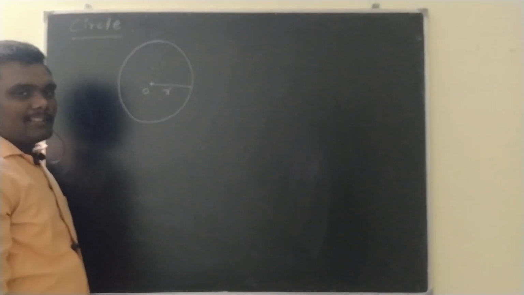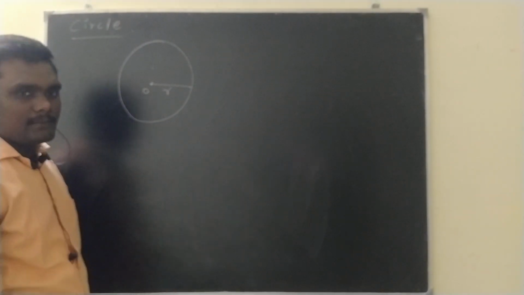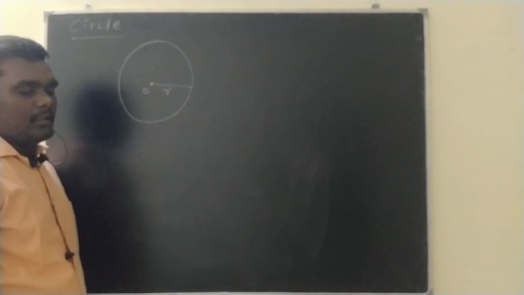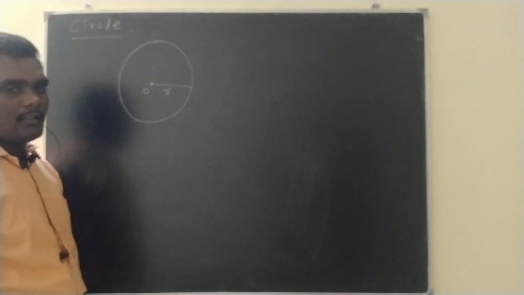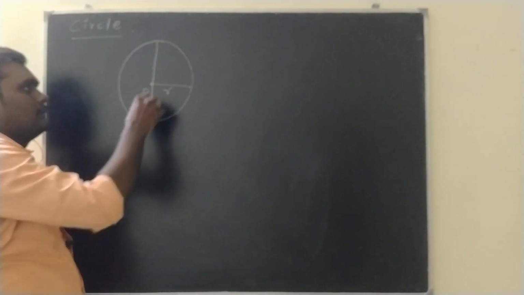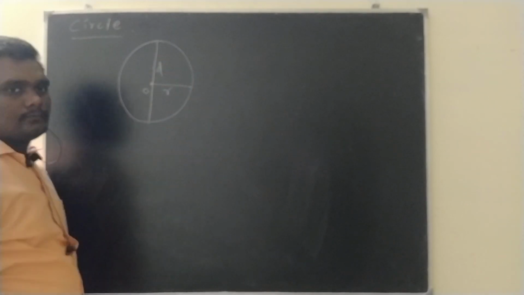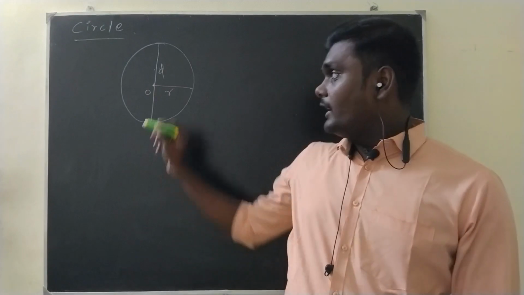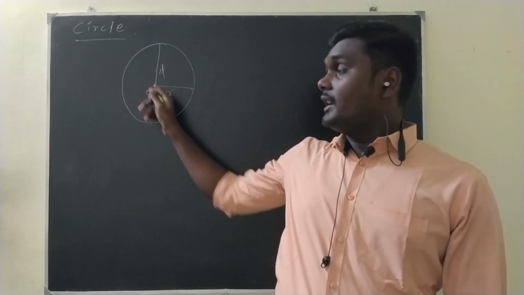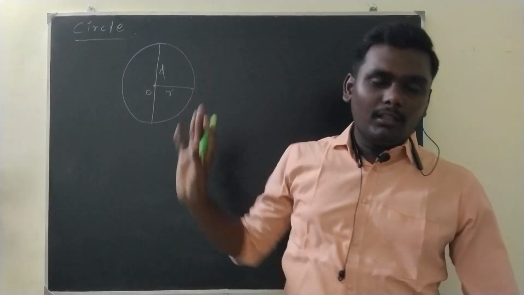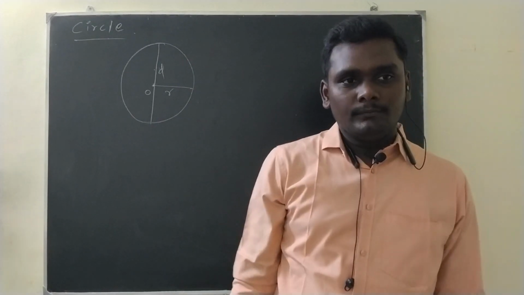And the line passing through any two points on the circle which also passes through the center is called the diameter d. Now, how many radius do we have? How many radius can we draw? Infinitely many radius you can draw. As many points as there are, that many radius you can draw, but all of them measure the same length.